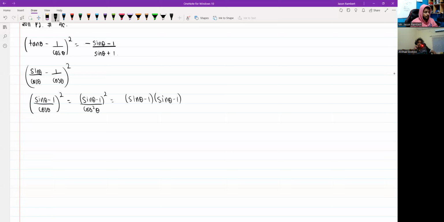This is not a difference of two squares. A difference of two squares takes the form a squared minus b squared, not a minus b all squared.